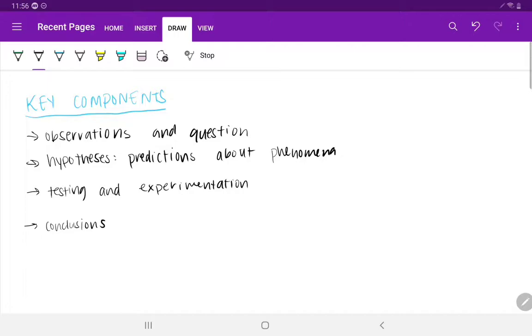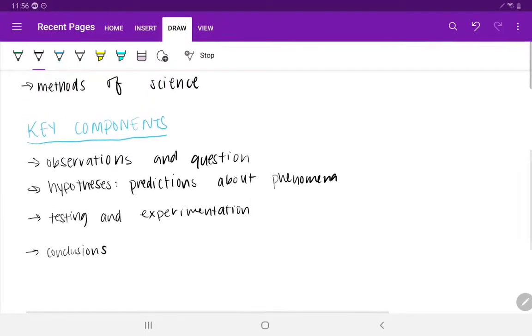Now, I presented this to you as a chronological order where we first have this, and then this, and then this and this. However, again, the scientific method is an iterative process where steps are repeated again and again, and the order can be switched up in different ways depending on the nature of the experiment, the nature of the question.